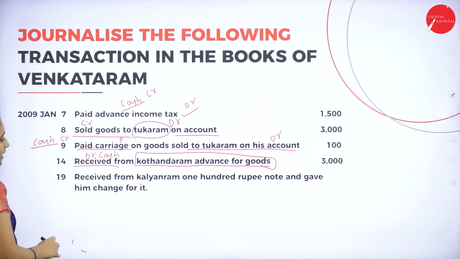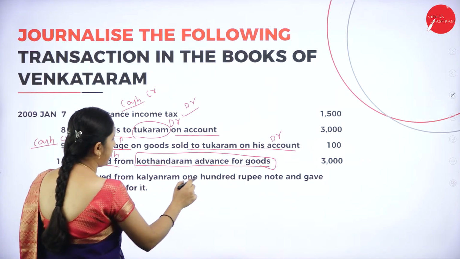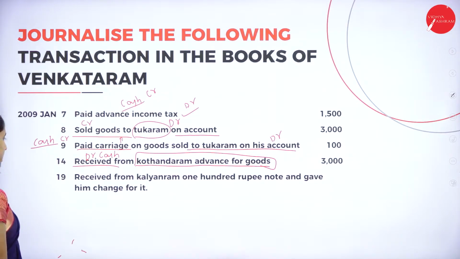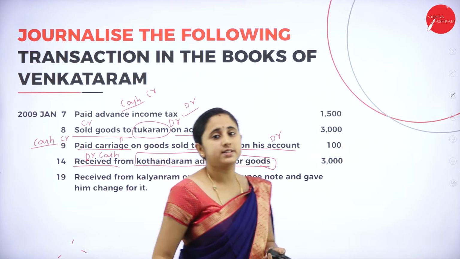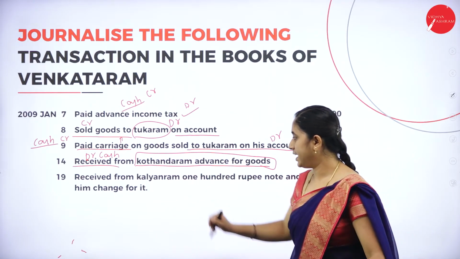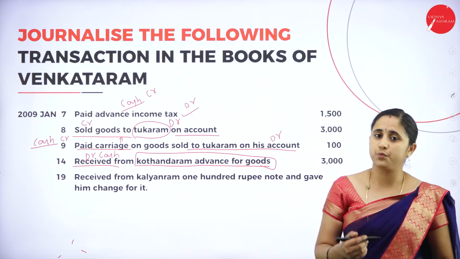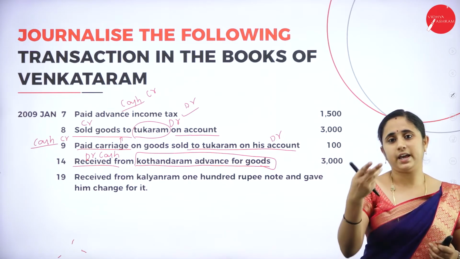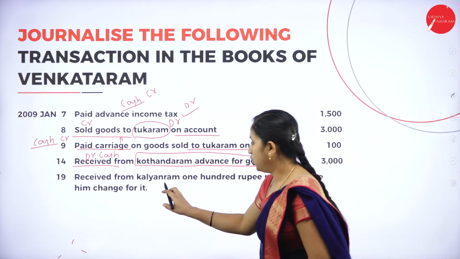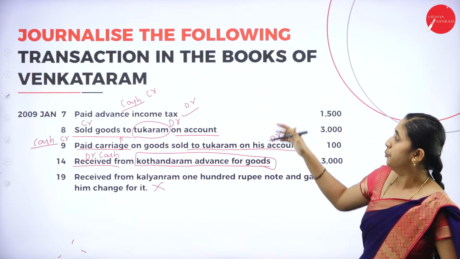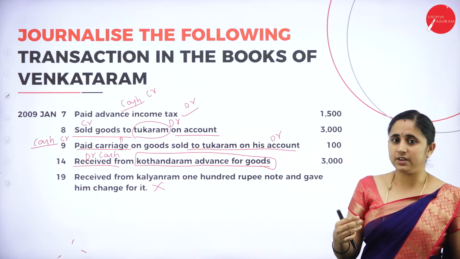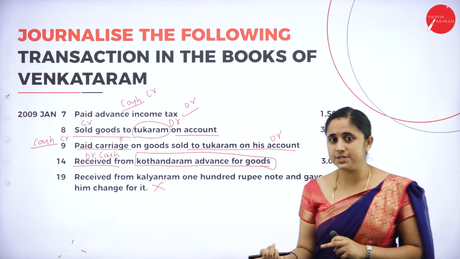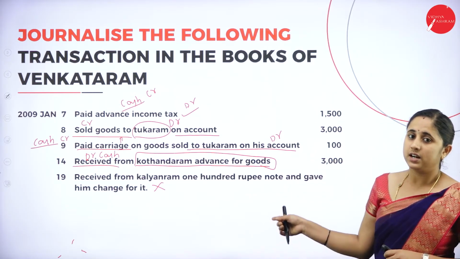Next, on 19th, received from Kalyanaram 100 rupees note and give him a change for it. That means on 19th, you will receive a 100 rupees note from Kalyanaram and you give a change for it. That means it is an exchange, you will receive a 100 rupees note and again you will give change for it. There is no necessity for recording in a book because you are receiving and immediately you gave the change for it. It will not affect your business. So you need not write this transaction.